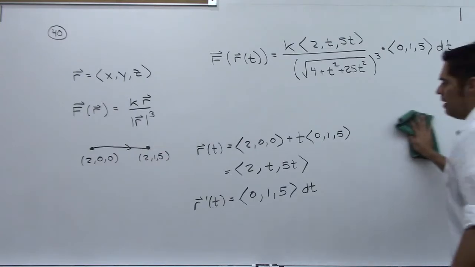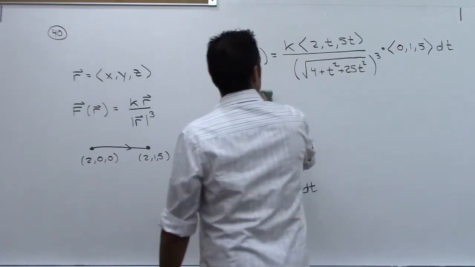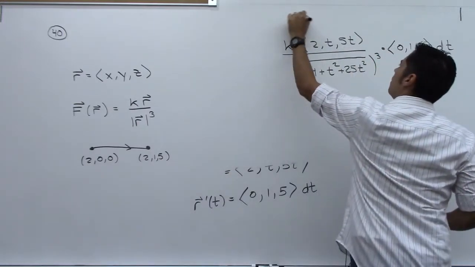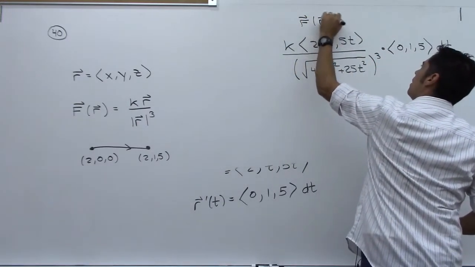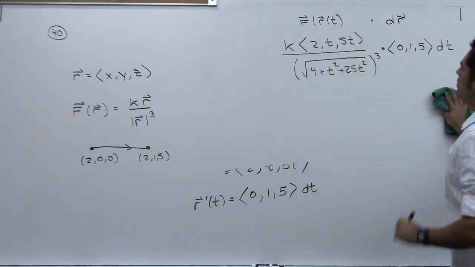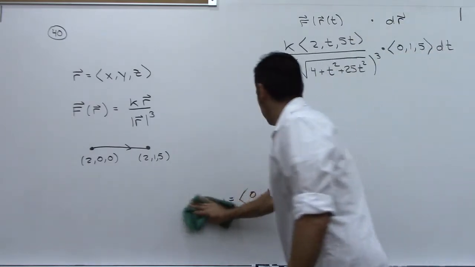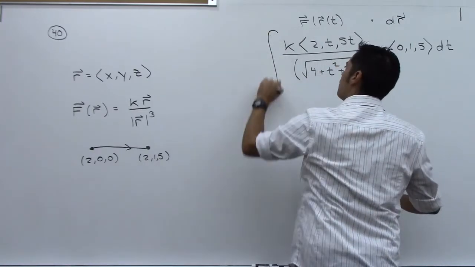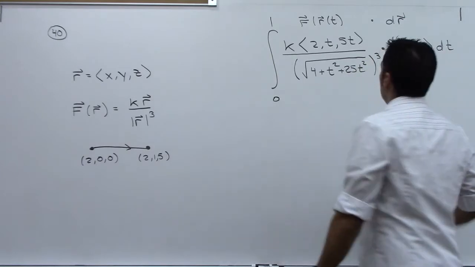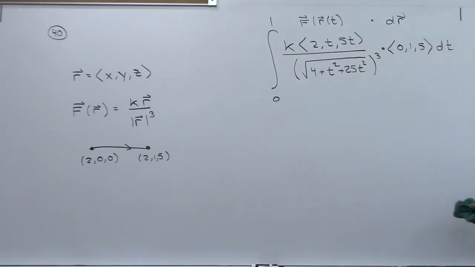All right, so that is what we get. This is f of r of t dotted with dr. So that's what we want here. We're going to set this up in an integral. T, of course, goes from 0 to 1. And that should be it right there.